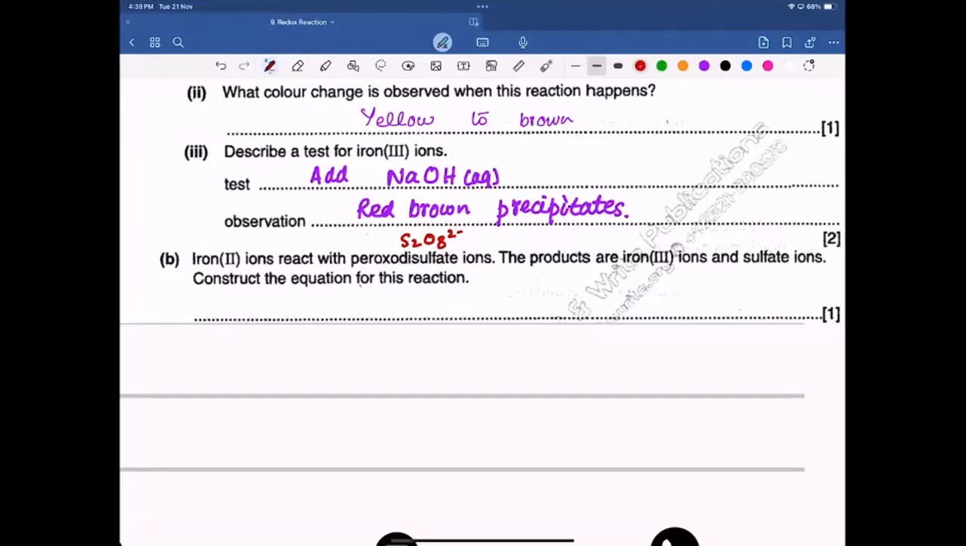Who is done with the equation? Yes, you, Khatija. Sir, I'm doing. Sir, this 2 minus is only for the oxygen, right? No, it's the polyatomic ion. It's the net charge on the whole S2O8.